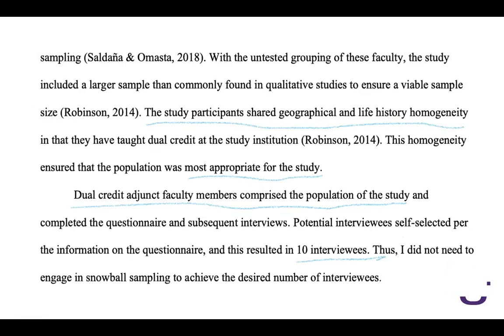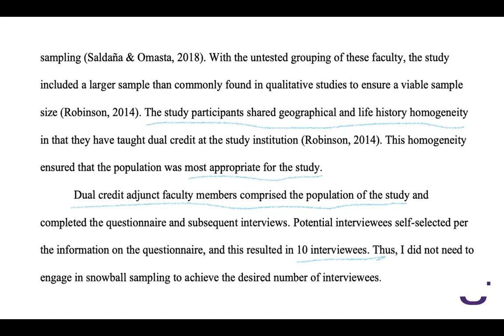Dual credit adjunct faculty members comprise the population of the study. Let's differentiate between the sample, which is the participants, and the population, which is the larger group that the participants are recruited from and represent. So dual credit adjunct faculty members comprise the population of the study. Great. And then we already know that the study participants were recruited from that. And those people completed the questionnaire and subsequent interviews.